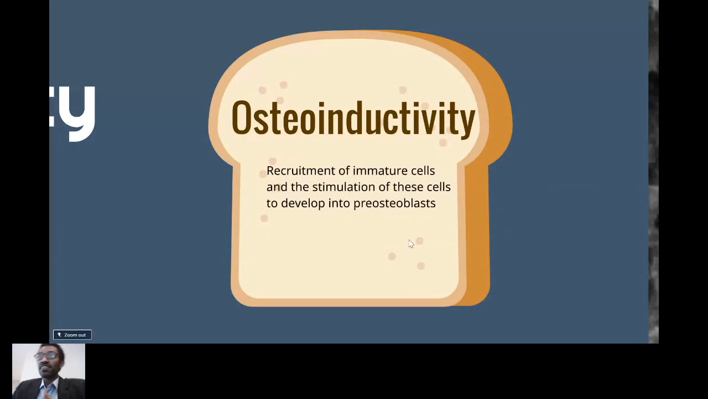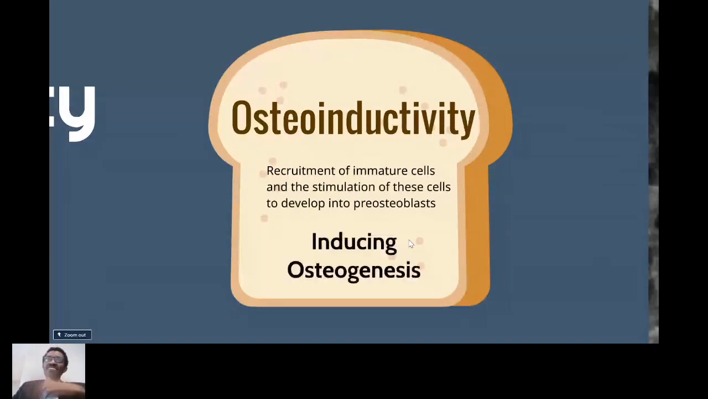It is not inert, it is more active. So it stimulates these cells to develop into pre-osteoblasts. It has a positive effect on cellular differentiation and cellular attachment, all those things. Basically, an osteoinductive surface induces osteogenesis. It is not just a dull bioinert surface. So we were thinking, you know what? Now we have a good surface. It is acid etched. It is covered with a hydroxyapatite layer.